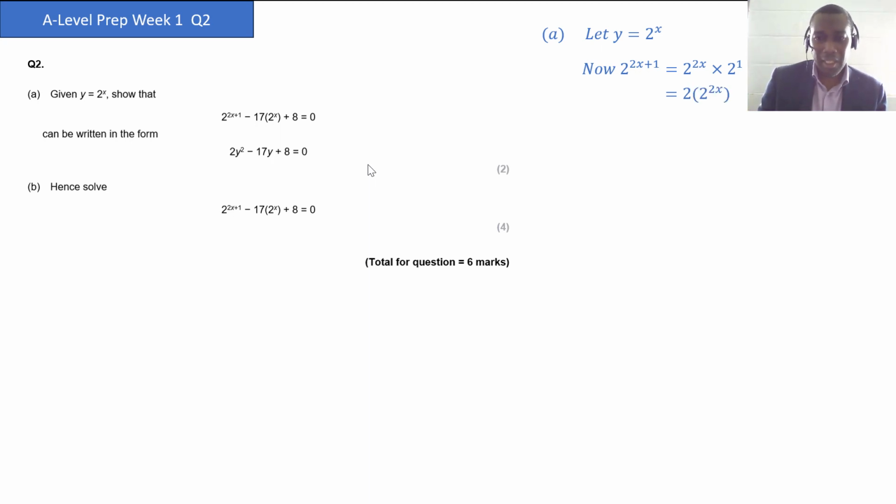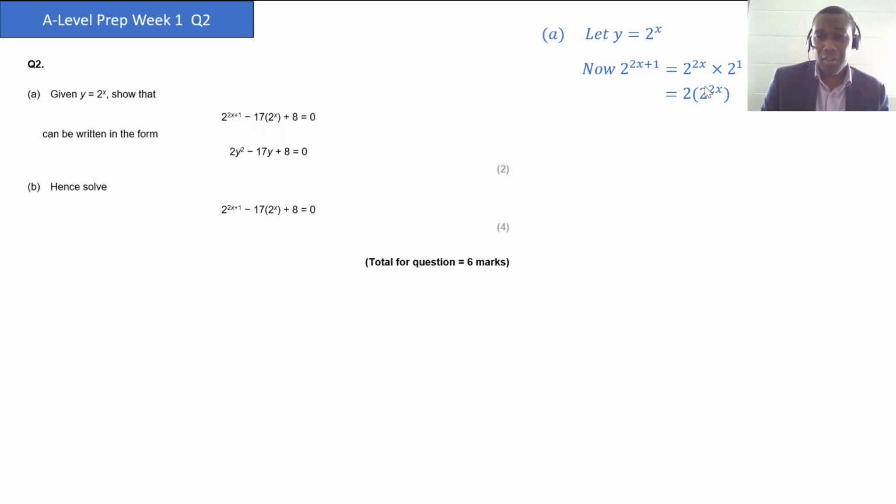Okay, so the next line, I'll focus on that 2 to the power 2x times 2 to the power 1. And we don't need the multiplication sign at all. 2 to the power 1 is just 2, and it's being multiplied by 2 to the power 2x. So we can write it like that. And now hopefully you can start seeing what's going on. We need 2y squared. You can see the 2, this is y squared, but y is 2 to the power x.